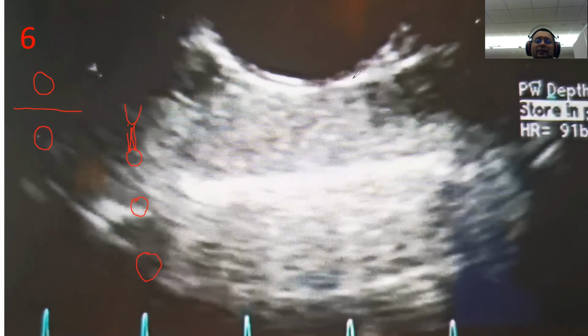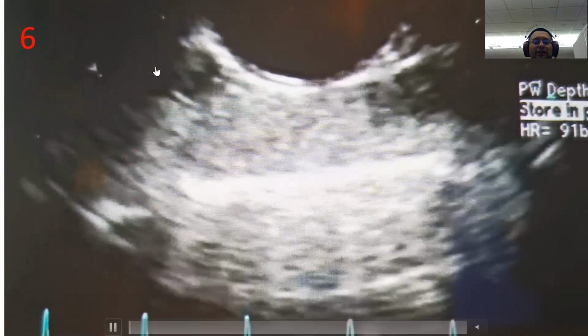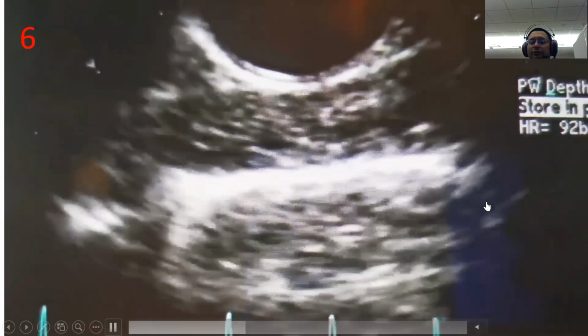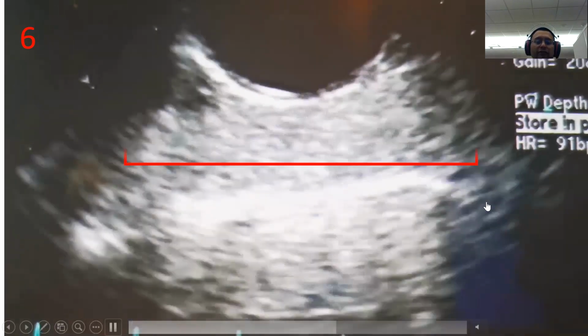Is that clear, guys? Yes. Okay. So that's how I understand it. I think it's quite useful. So that is actually a mirror artifact of the superior vena cava.